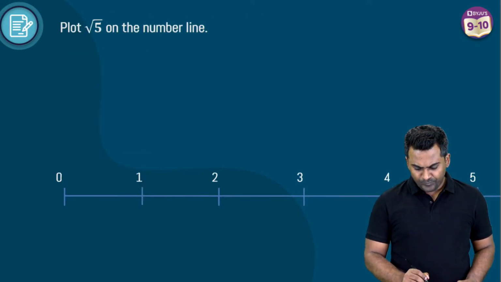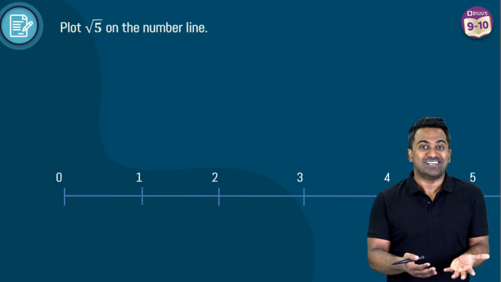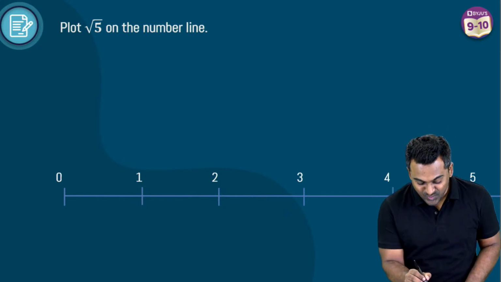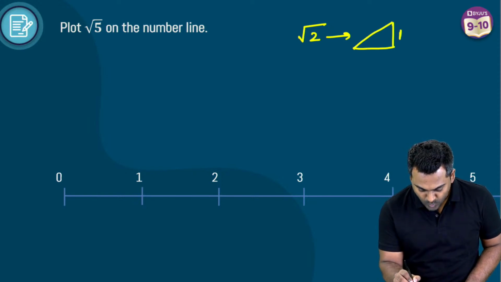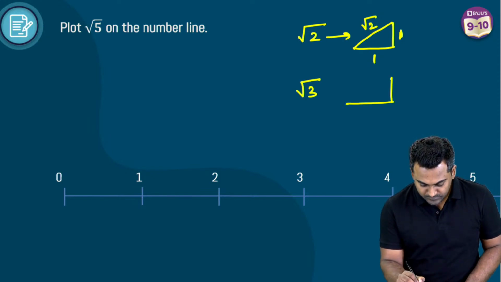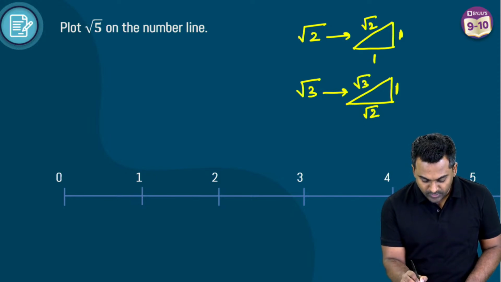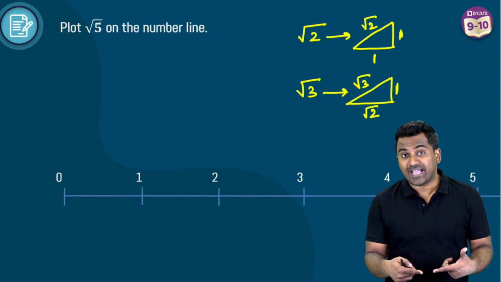This is going to be the last important question. How to plot irrational numbers on a number line. And I gave you this rule, yes? Pythagoras theorem. How do you plot root 2? You remember this triangle. 1, 1, this will be root 2. How do you plot root 3? Height will be 1, this will be root 2, then this will become root 3. Yes, you remember this. We've done it using the Pythagoras theorem.